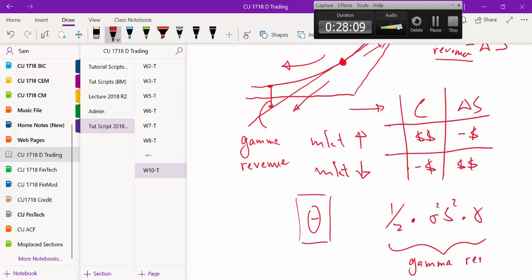This is the gamma revenue. Now this is an important point, so please remember, this is the gamma revenue that is predicted by the market. Why do I say predicted? Because, exactly, very good, Jackie. Because of the implied volatility.